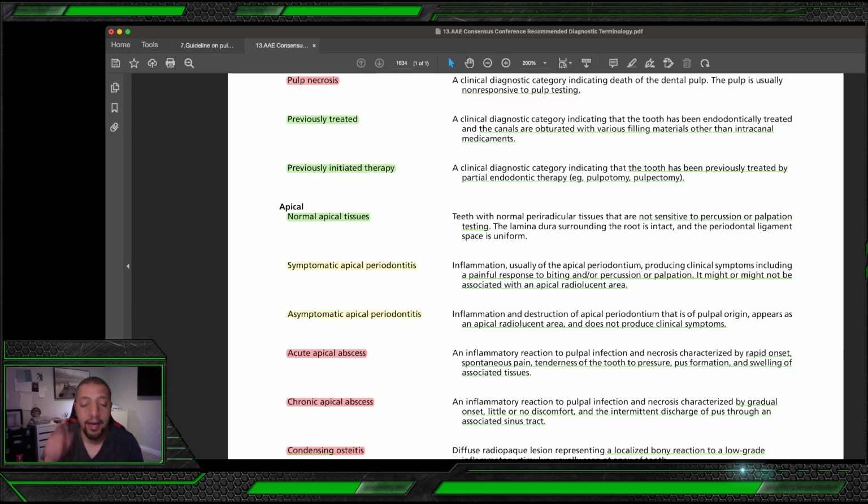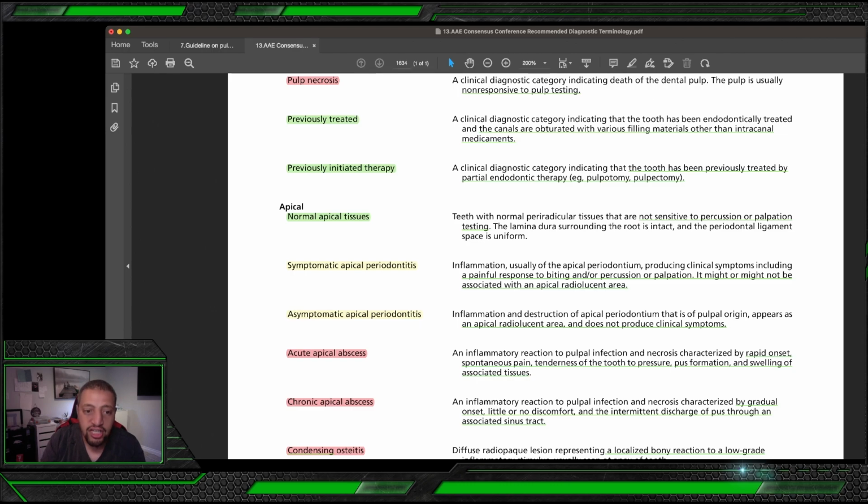So when you take an x-ray for this tooth, for example, if you did a filling which is high and the patient is biting over this filling and he feels pain, this tooth in the x-ray may have some radiolucency related to the apex or nothing at all. And then if the patient didn't go with the same story, asymptomatic apical periodontitis, he will have an apical radiolucent area that does not produce clinical symptoms.